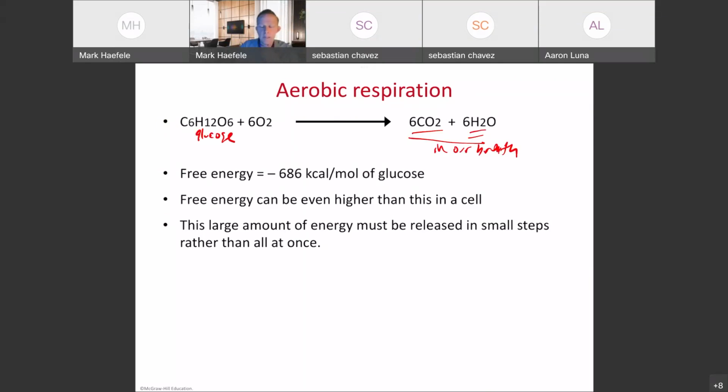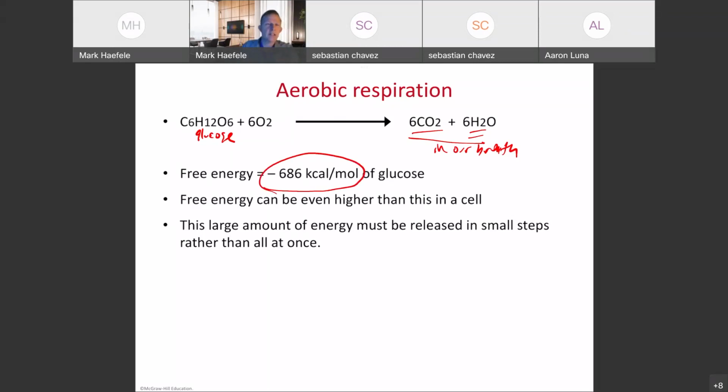Now, typically, when we take a look at the amount of free energy that we get per glucose, we actually get not quite, just a little south of about 1,000 kilocalories per mole of glucose.